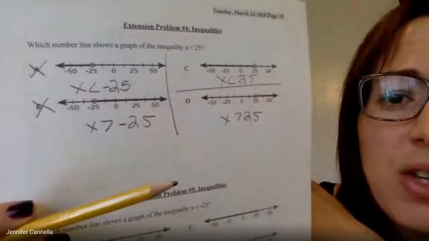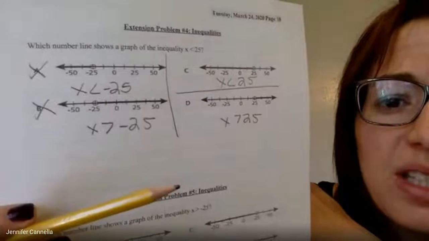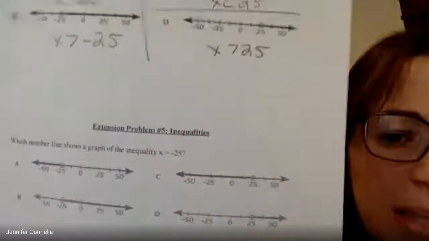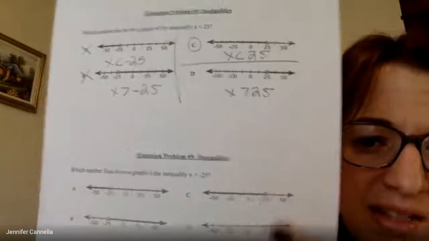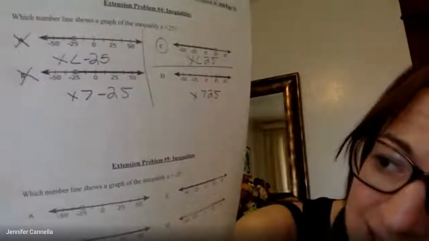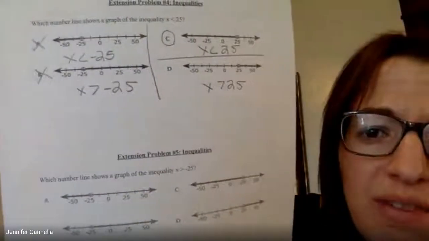So which answer matches what we need to find? C or D? C. It's the same exact graph. So you can use the top to answer the bottom. It's the same choices. Which graph shows or inequality shows x is greater than negative 25?